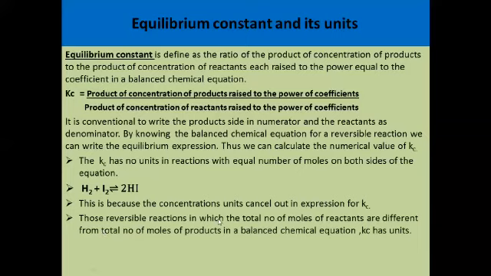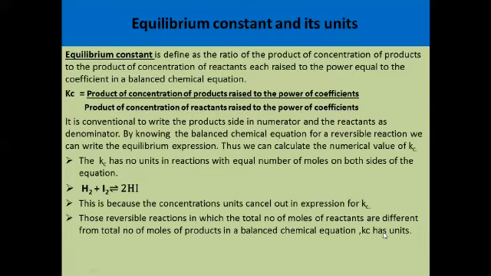Those reversible reactions in which the total number of moles of reactants are different from the total number of moles of products in a balanced chemical equation. If the number of moles of reactants are different from the number of moles of products in a chemical equation, then in that case, Kc has units.